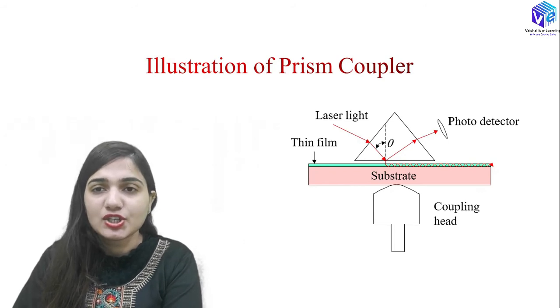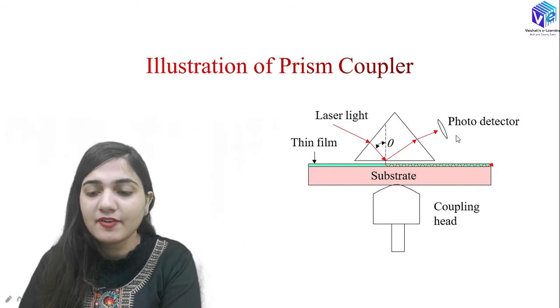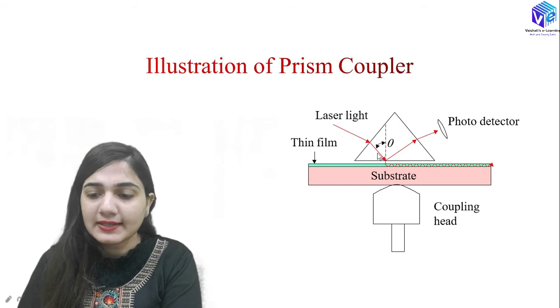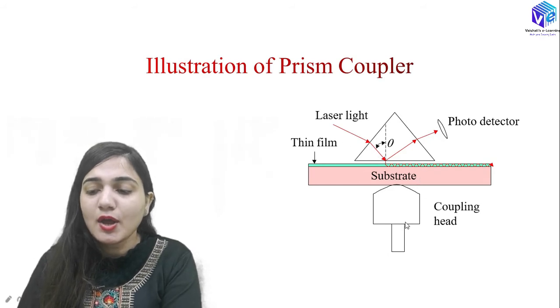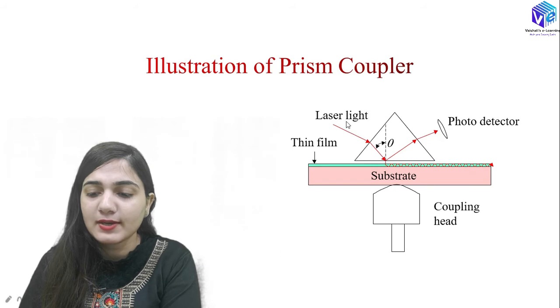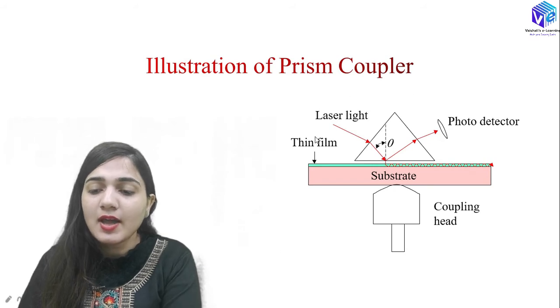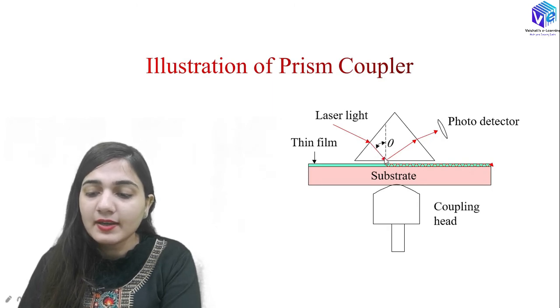So this is the illustration of the prism coupler. Here we have a prism to measure the refractive index. You can see this is my thin film, and this is my substrate, which is on a coupling head. This is my prism, and I am sending a laser light. The laser light is moving from the vacuum, let's suppose the vacuum is here, to the glass. The prism is made of glass, so the light will bend and then reach the substrate. Some of it will get refracted.